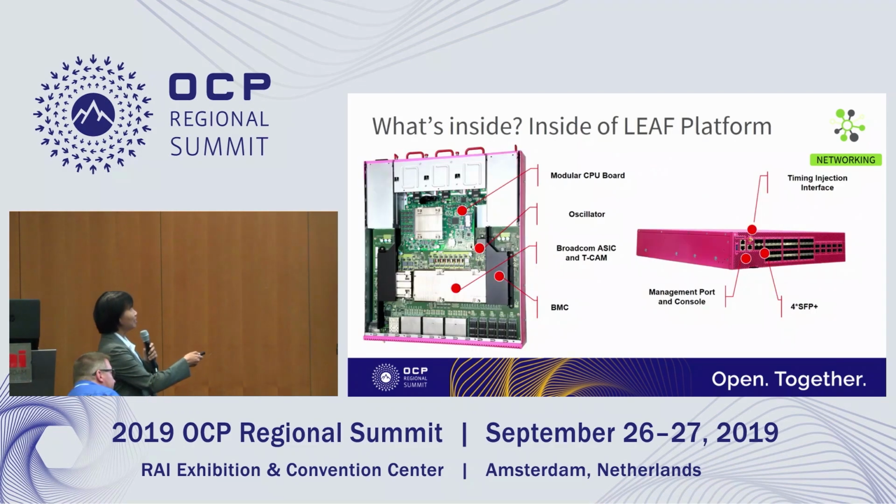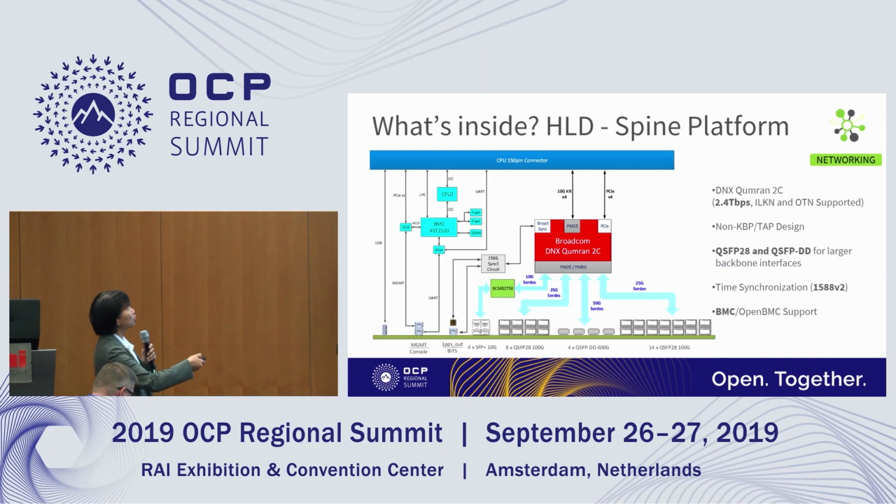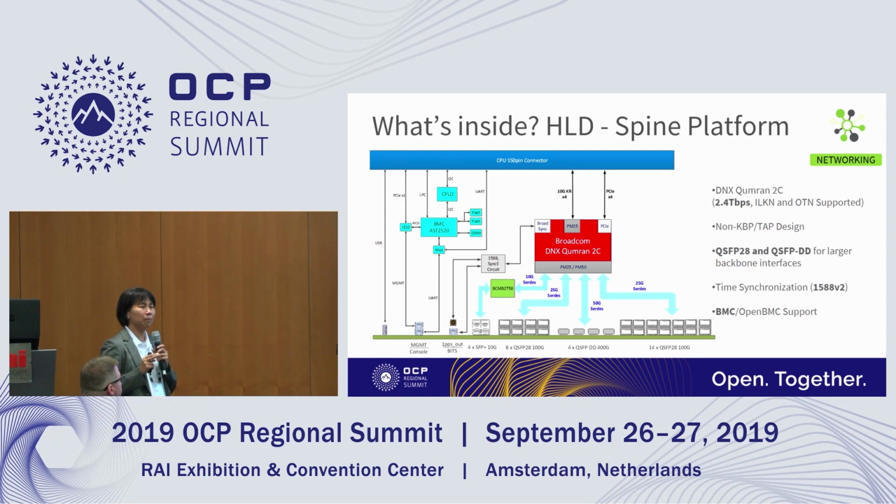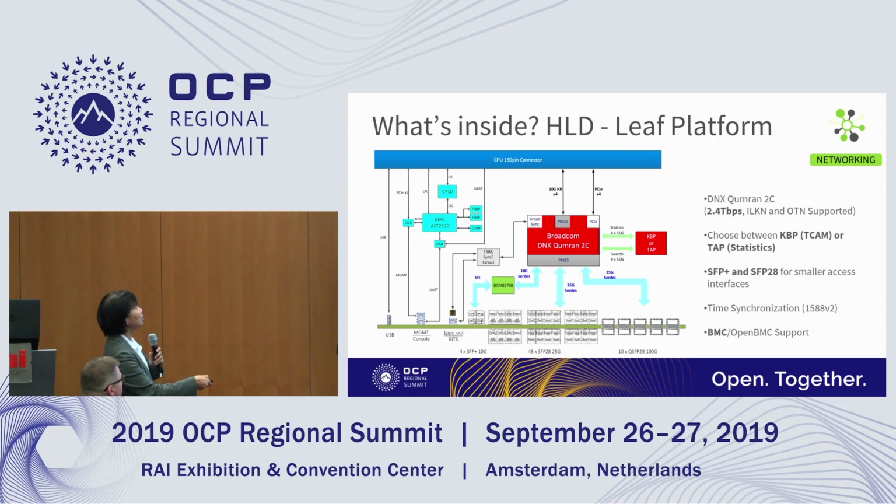Okay, so here is a... it's a Q2C right now. The Q2C has a total of 96 lanes of NRZ 25G. So we're using 48 lanes to have the SFP28, which can support 10G and 25G, and 4 lanes to have a 4-port SFP+ to support 1G and 10G.